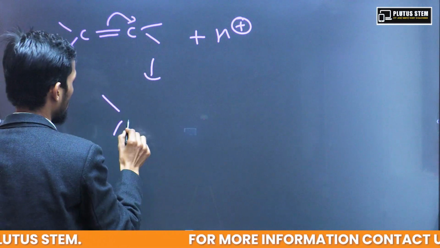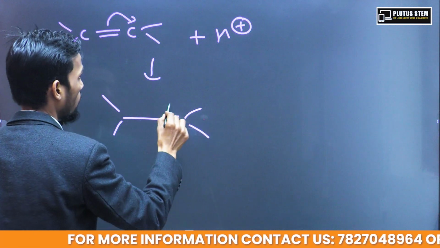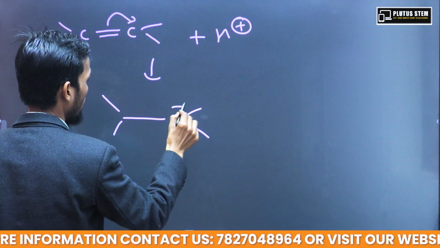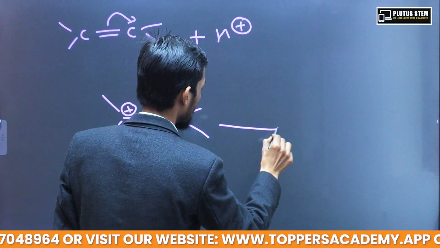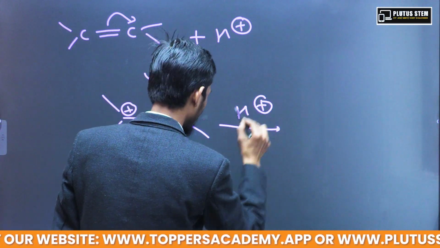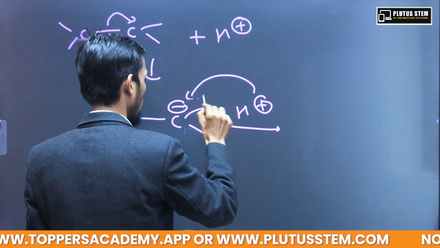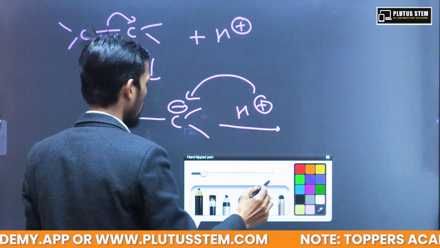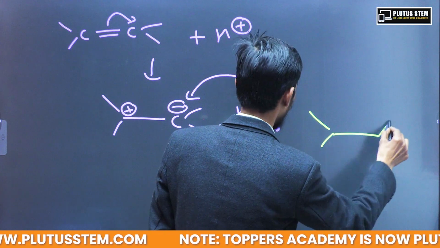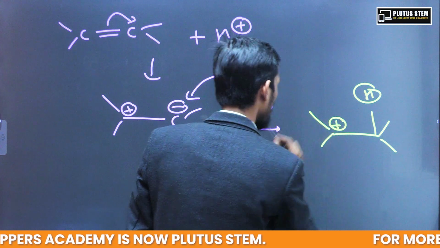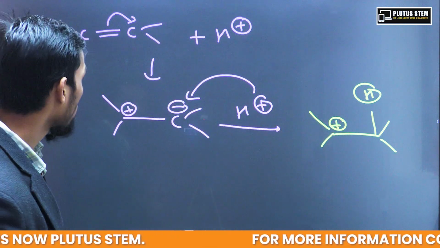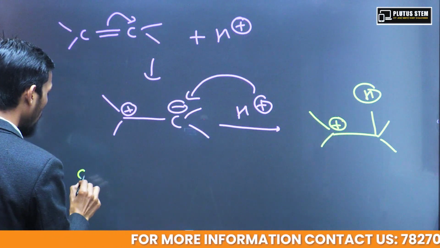This will move like this. Some negative charge over here and a positive charge over here. And this will be attacked by this H positive ion at this center and we will get a hydrogen.